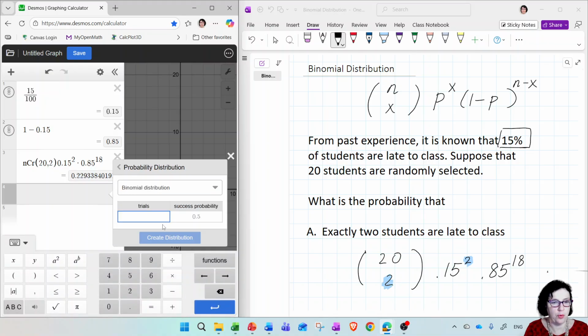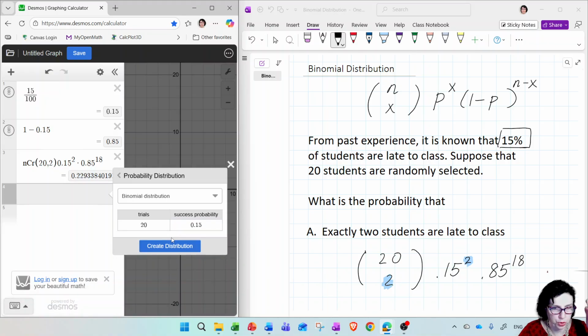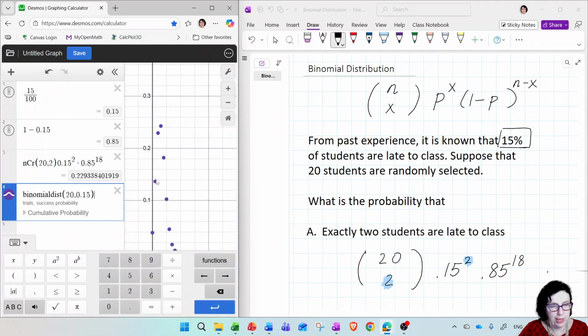Now here it's going to say, what's the number of trials? And you're going to say 20. And then what's the number of successes? So the probability of success. And that's 0.15. So you put 0.15 and then you click create distribution. Okay. Now this is going to create it.